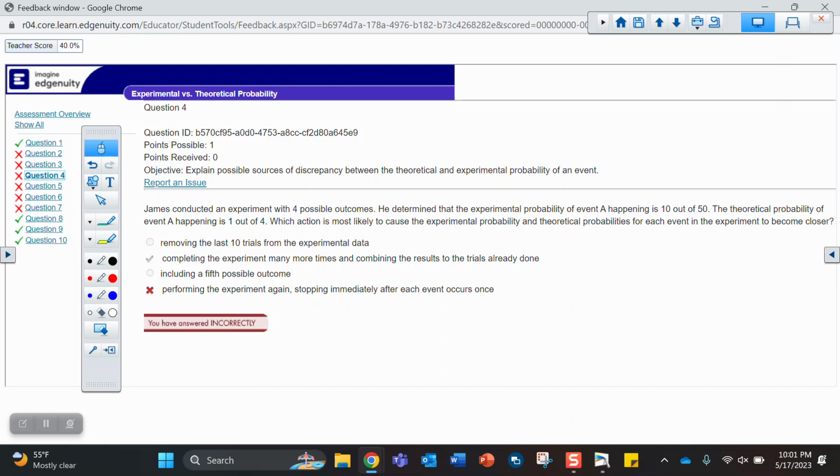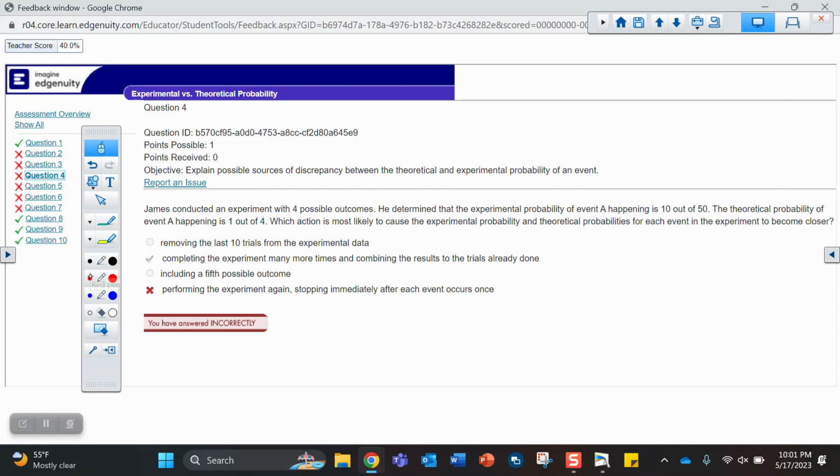Removing the last 10 trials, no. Completing the experiment many more times and combining the results to the trials already done, including a fifth possible outcome, performing the experiment again, stopping immediately after each event occurs once. No. So again, this is kind of like that last question. The more times you do the experiment, the closer you should get to the theoretical probability.